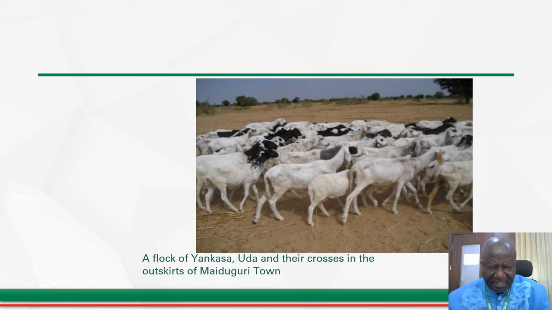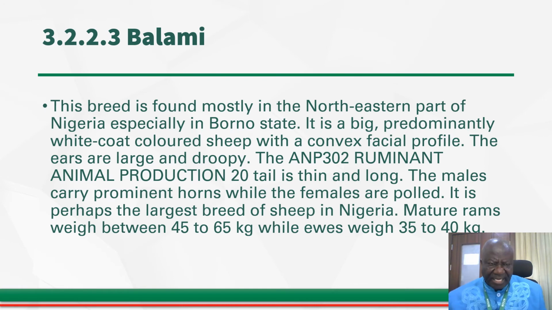This is a typical picture of a flock of Yankasa, Uda and their crosses in the outskirts of Maiduguri town. You can easily differentiate based on the colors. Balami. This breed is found mostly in the northeastern part of Nigeria, especially in Borno State.